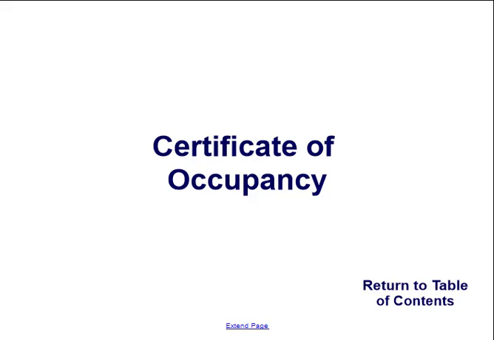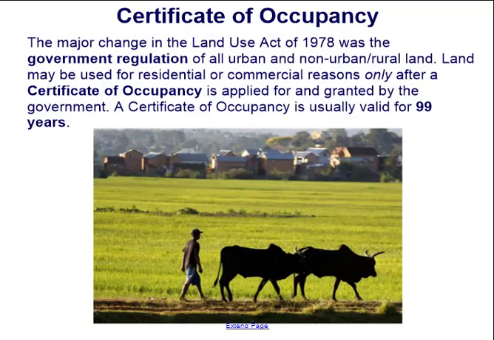Certificate of Occupancy. The major change in the Land Use Act of 1978 was the government regulation of all urban and non-urban rural land. Land may be used for residential or commercial reasons only after a certificate of occupancy is applied for and granted by the government. A certificate of occupancy is usually valid for 99 years.